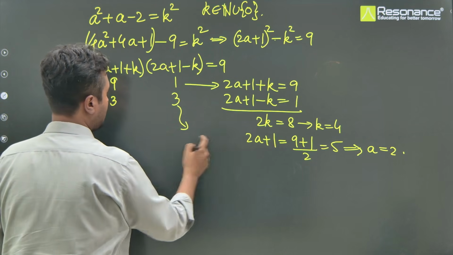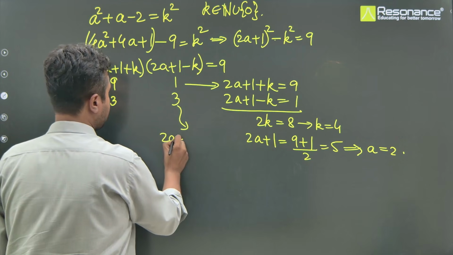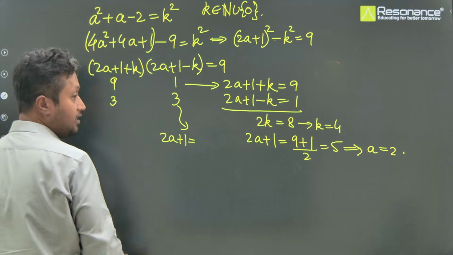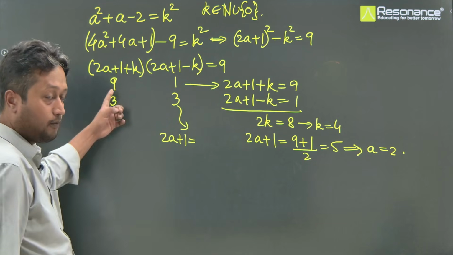Okay, the other case, let's see what happens. Well, we can just mimic this. So you would just say 2a plus 1 is the sum of these two numbers divided by 2. In fact, k is 0.